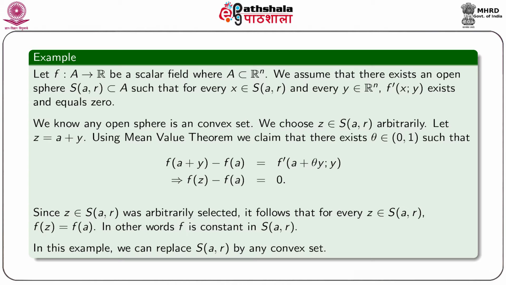In this example, we can replace S(a,r) by any convex set and we shall get the same result. That is, if at any point in a convex set, corresponding to each vector, the vector derivative exists and equals 0, then within that convex set, the scalar field is constant.